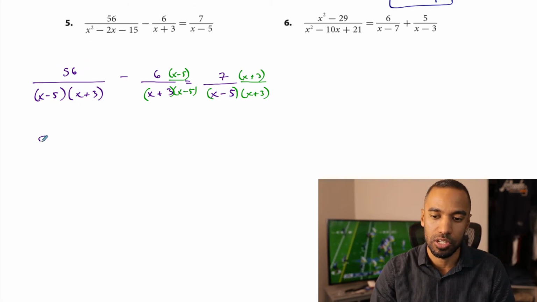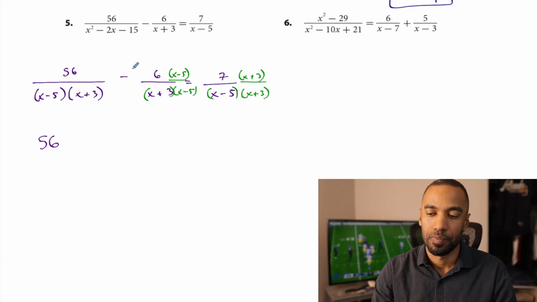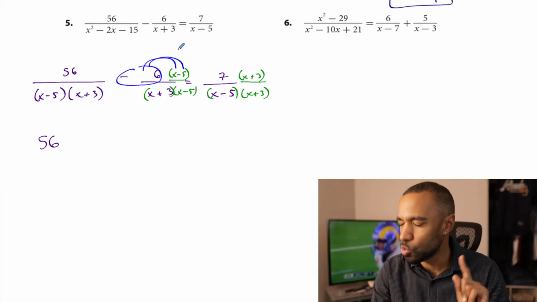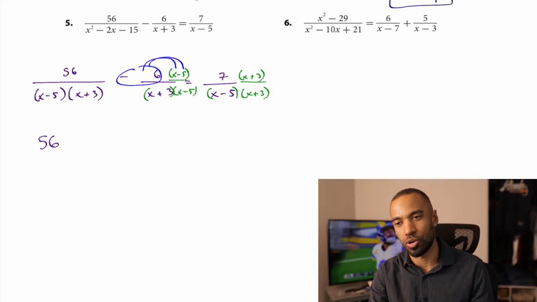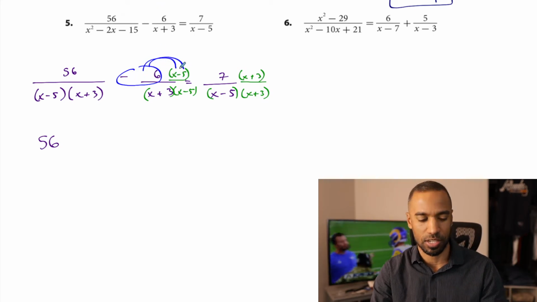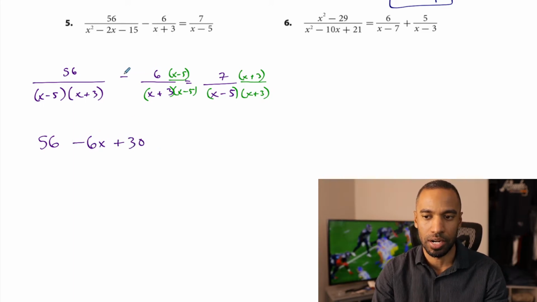56 is still a 56 here. Now here's something I mentioned in the last video. This is a -6 distributing into here. It's not just a 6. This will trip up so many people, and I'm trying to give you the warning now as I gave you before. -6 times x, -6 times -5. This is not -6x minus 30. It's -6x plus 30. That is a negative.